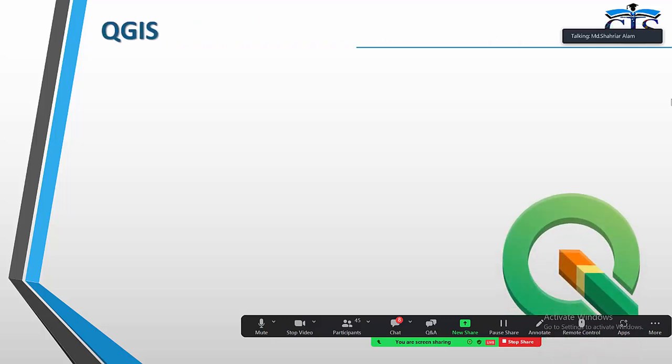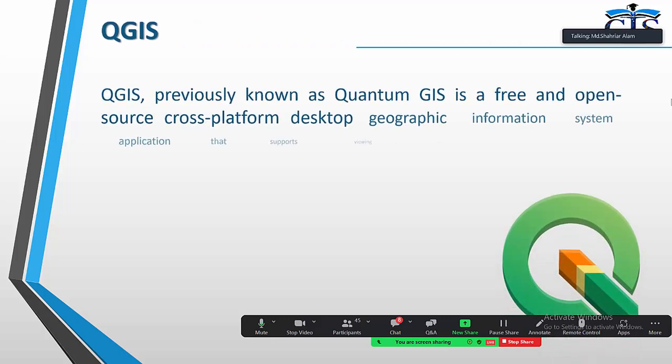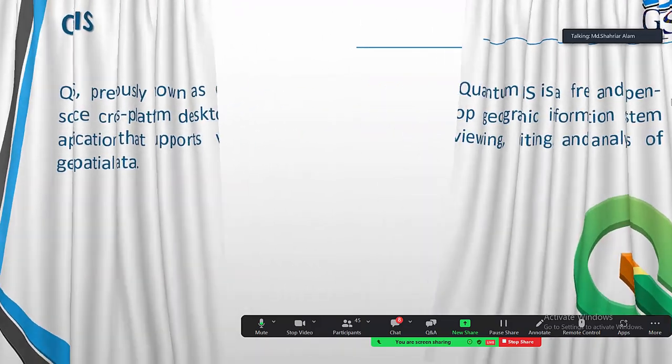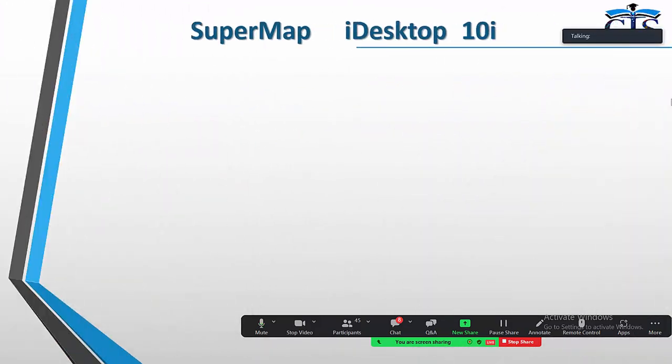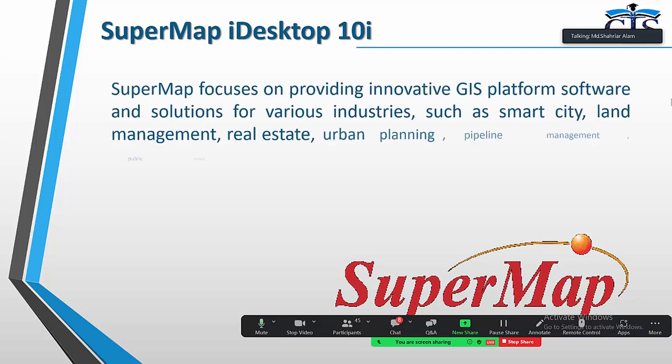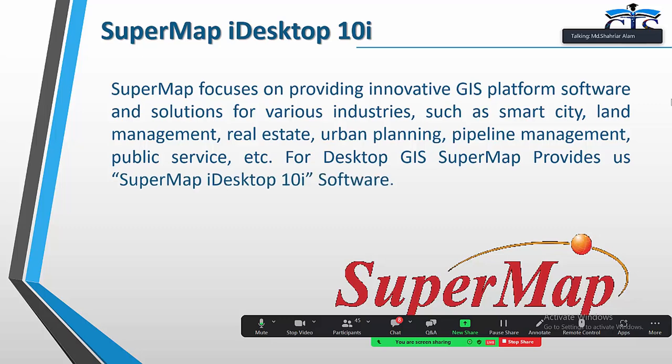Now, QGIS. QGIS, previously known as Quantum GIS, is a free and open source cross-platform desktop geographic information system application that supports viewing, editing, and analysis of geospatial data. Now here is our SuperMap iDesktop 10i. SuperMap focuses on providing innovative GIS platform software and solutions for various industries such as smart city, land management, real estate, urban planning, pipeline management, public service, etc.